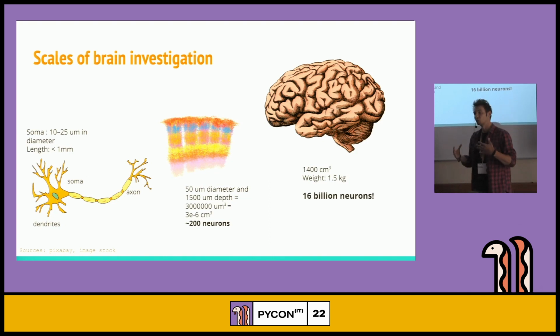And finally, looking more holistically, we have the whole brain, which looks a little bit like a walnut and has almost 1,400 cubic centimeters in volume. It weighs around 1.5 kilograms, and it consists of 16 billion neurons, the human brain, right? And each neuron creates 10,000 connections. So you can appreciate how difficult a problem we are dealing with.